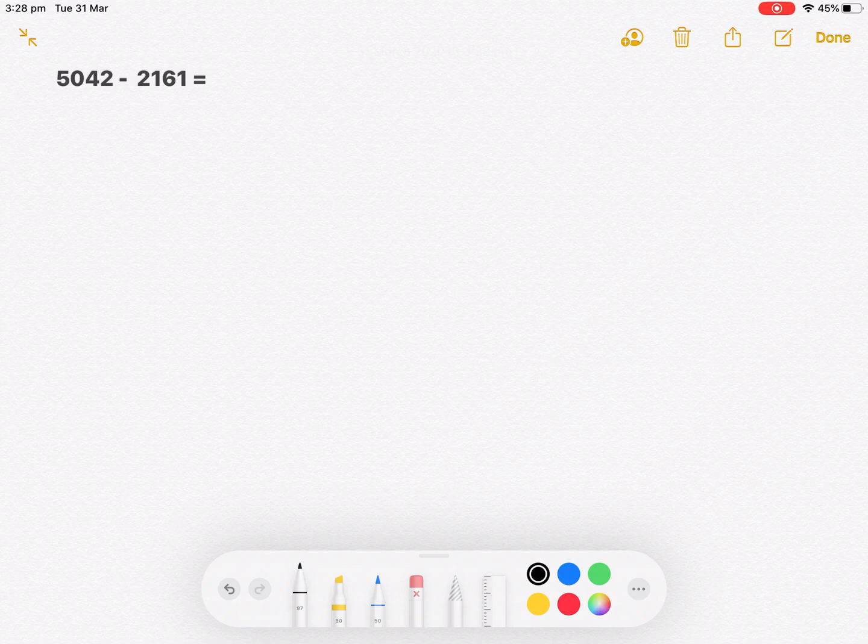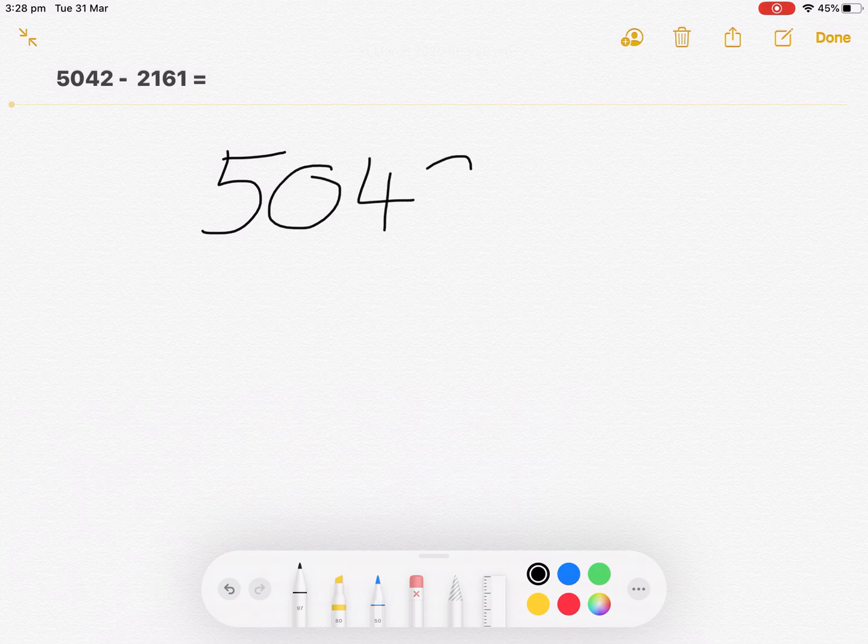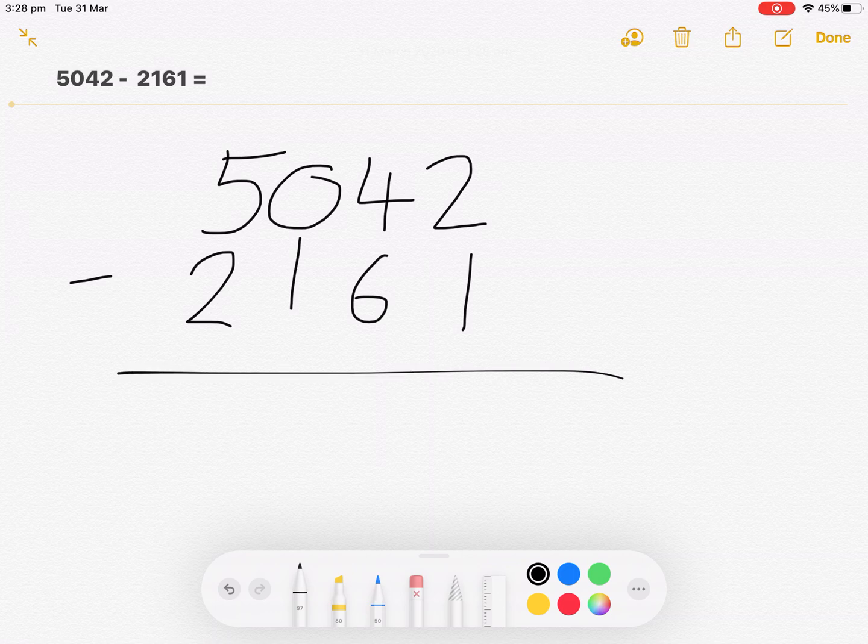All right, we are going to do an extra tricky challenge subtraction algorithm now. In this problem, we're going to have to do quite a bit of borrowing. So 5,042 take 2,161. 5,042 is a larger number than 2,161, so we can do it.